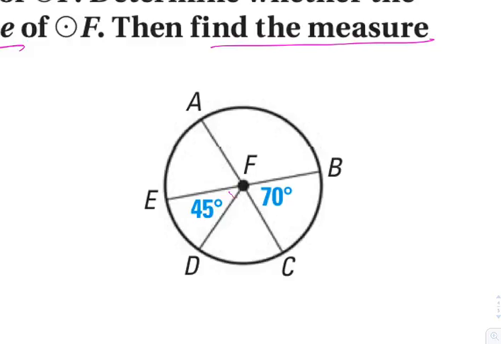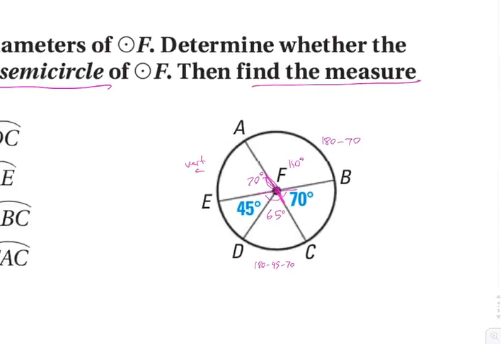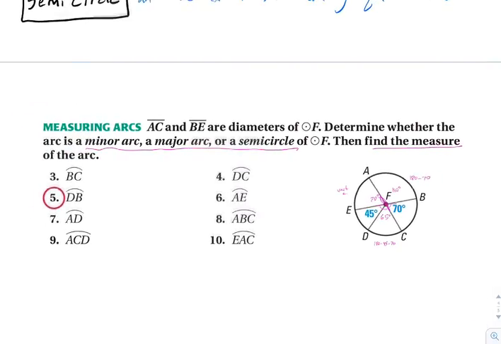So I'm going to say, oh, look, this whole thing's 180 here because of this diameter. So I'm going to say 180 minus 45 minus 70. That gives me 65 degrees. And of course, this is a diameter too. So this one must be 110 because it's 180 minus 70. And then this one over here is just a vertical angle. So that's 70 because it's a vertical angle.